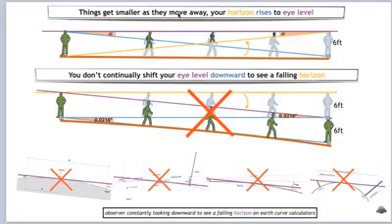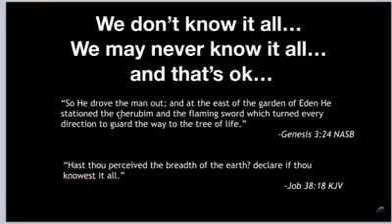Things get smaller as they move away. Your horizon rises to eye level. You do not continually shift your eye level downward to see a falling horizon, right? All these Earth curve calculators. So, and again, I'll just kind of close it out here.